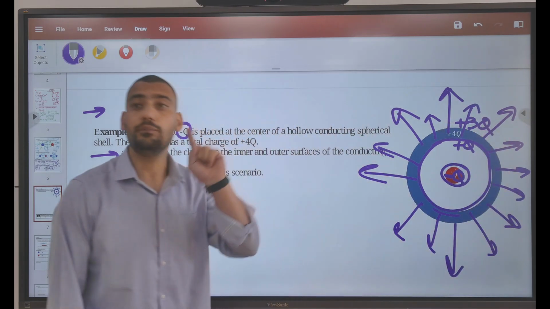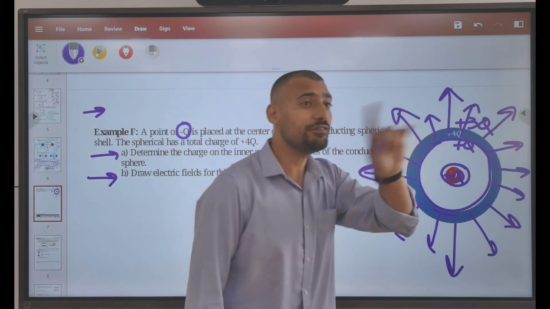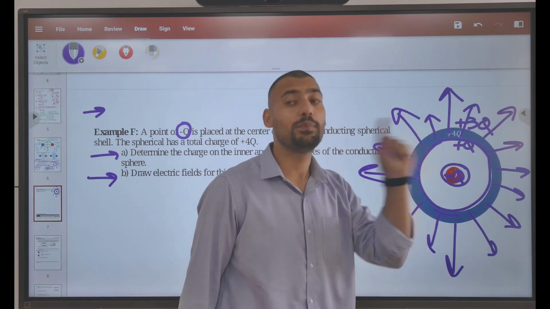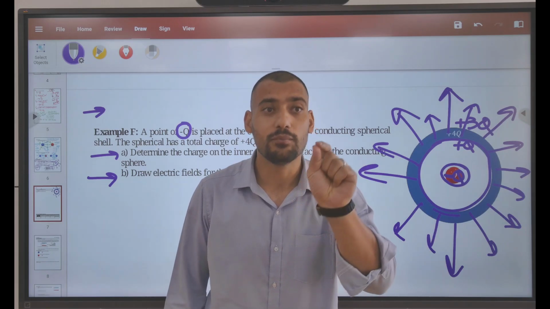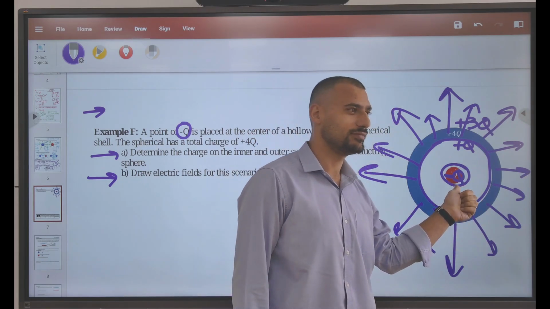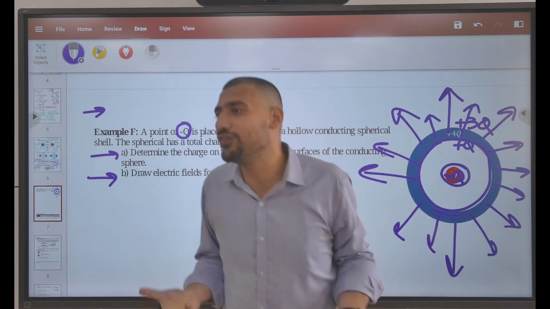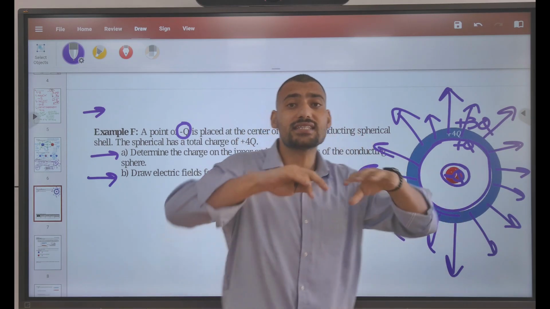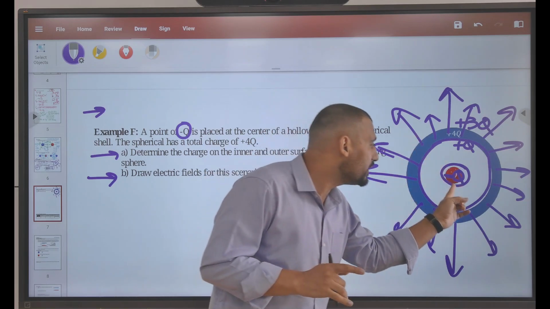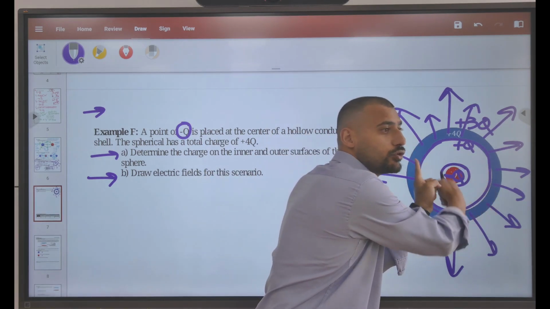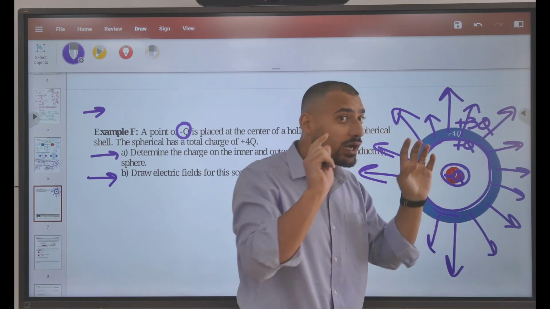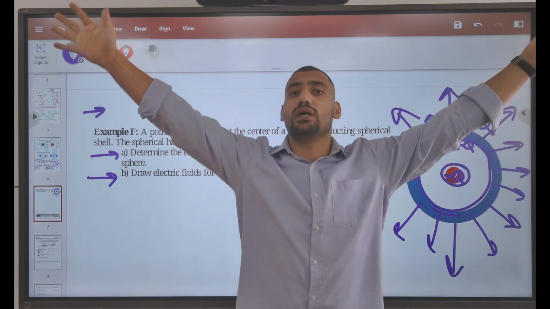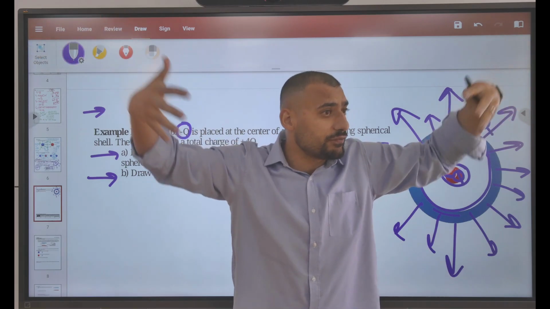But a very important thing: will there be any field because of plus q here? No. But there will be a field because of minus q. Minus q will generate its own field. The negative q has its own field. It is the field of this charge and not of the plus q on the inner surface. Is that fine? Because charge which is present on the surface produces electric field which is outwards. It doesn't produce electric field which is inwards.